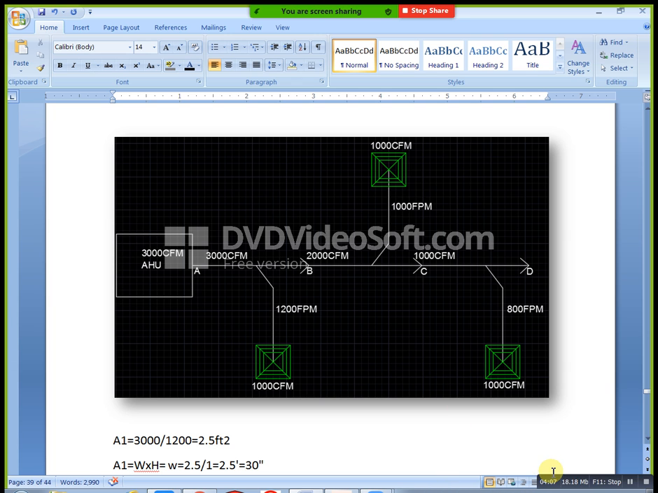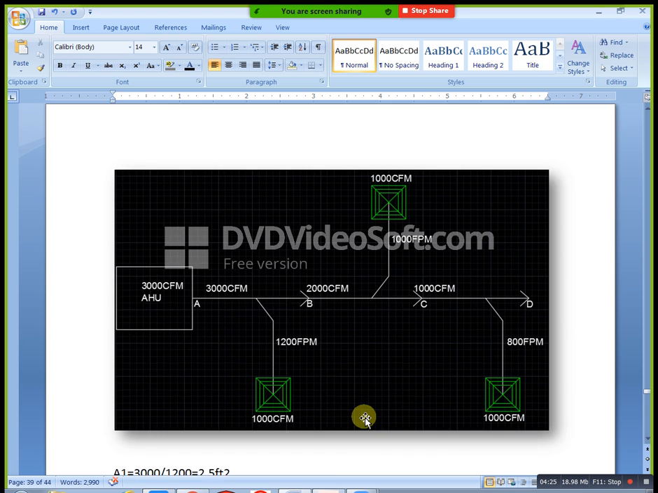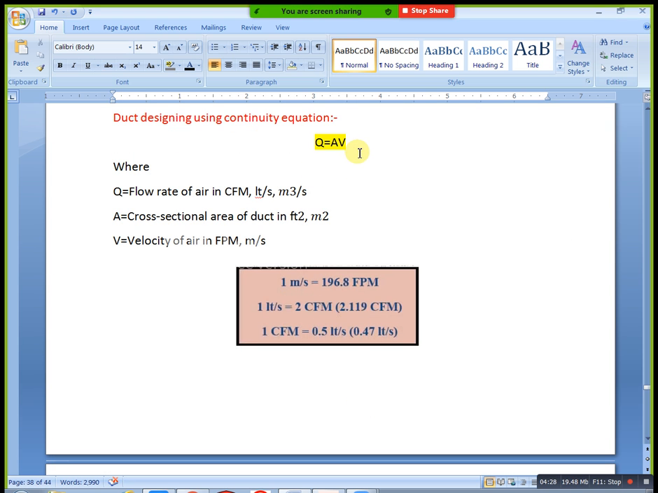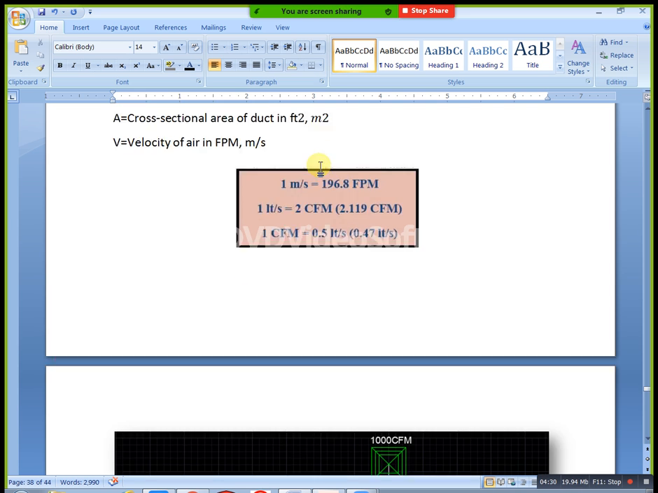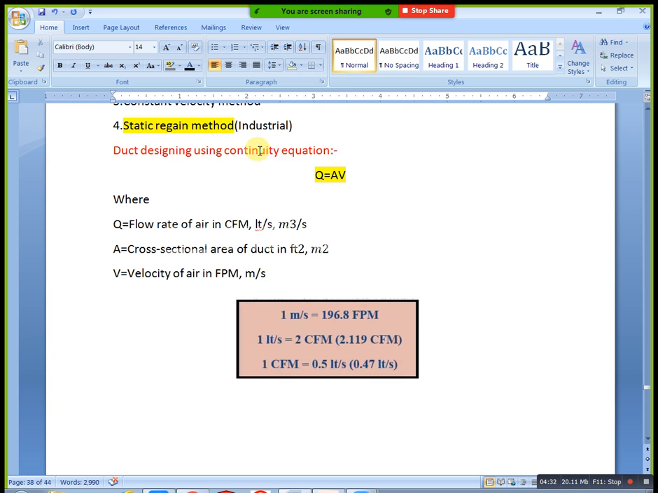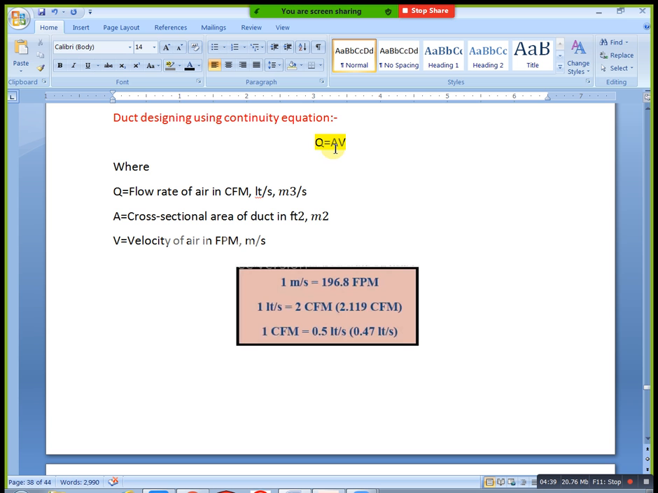Tell me now, how can we find our duct sizes? CFM divided by velocity, right? Just you can see here, Q is equal to AV, our formula. Already we know Q. What is Q? CFM, the airflow rate. At the same time V means velocity, FPM. Already we know FPM, and at the same time CFM. In that condition we need to find out our area.